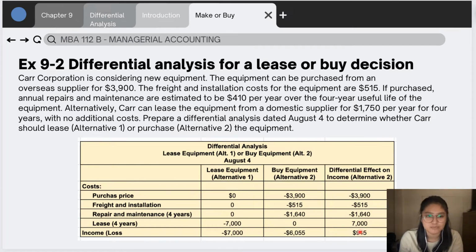So that means if we're going to consider alternative 1 and alternative 2, there is a positive amount on the differential effect on income, which means that alternative 2 would be the best alternative course of action, since the cost would be $6,055 compared to the $7,000 cost if you're going to lease the equipment. So considering that there were different costs related to buying the equipment, it would still be a lesser cost compared to the leasing price of the equipment.